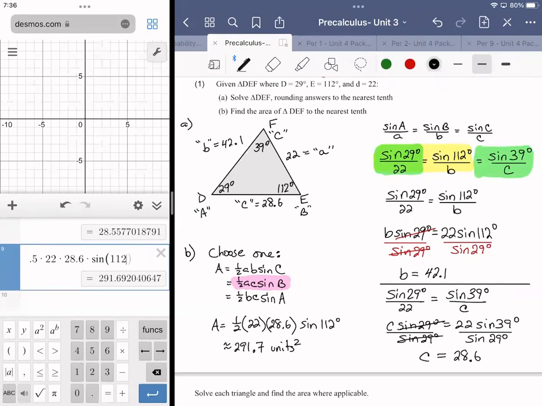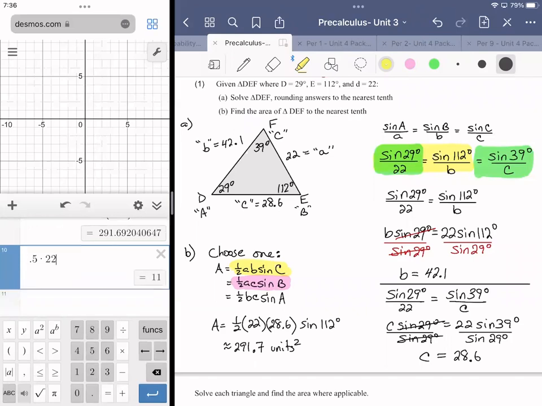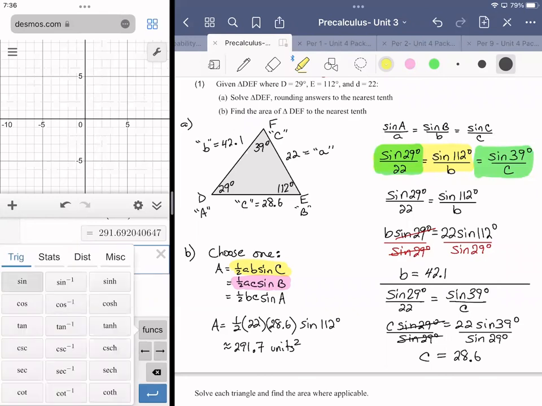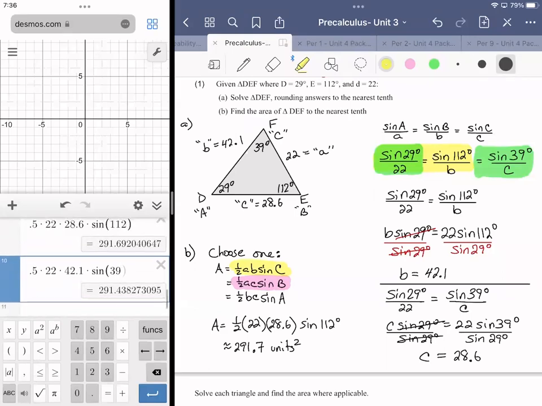And I could show you really quickly, if I had done 1/2 AB sine C. So if I did this one, for example, it would be 0.5 times the A value, which is 22, times the B value, 42.1, times the sine of angle C, which would have been 39. You see, it's decimal points away. It's roughly the same thing. All right. But I would allow for either of those because they're both based off of a correct technique.